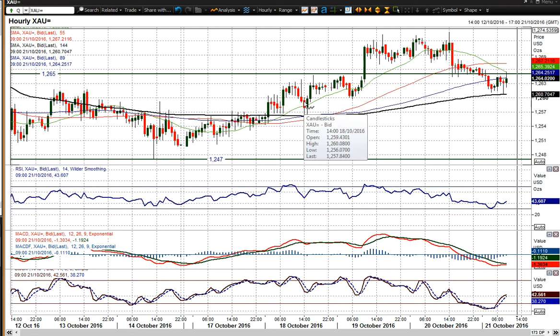Below 1256, which is this reaction low here that we saw on Tuesday. Below 1256, I think that turns the outlook round again. But above 1260, I think I'm still confident in this little rally.